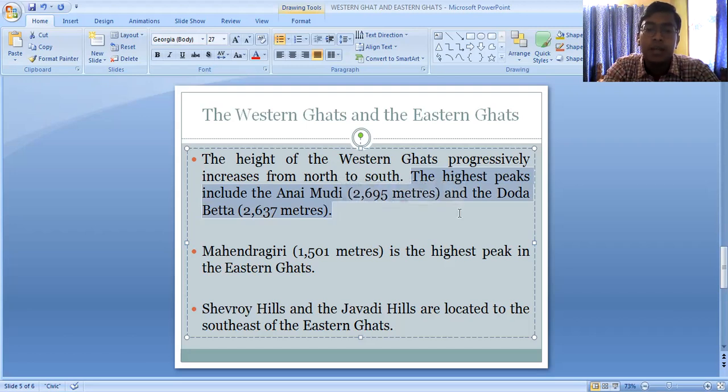Okay, so Anaimudi is the highest peak of the Western Ghat, as well as the highest peak of the Peninsular Plateau region, with an altitude of 2,695 meters, whereas Doda Beta has a height of 2,637 meters. On the other hand, in the Eastern Ghat, the highest peak is Mahendragiri. Here the height is 1,501 meters actually.